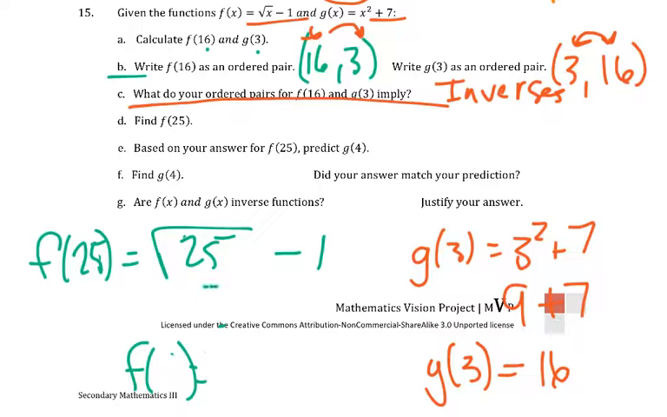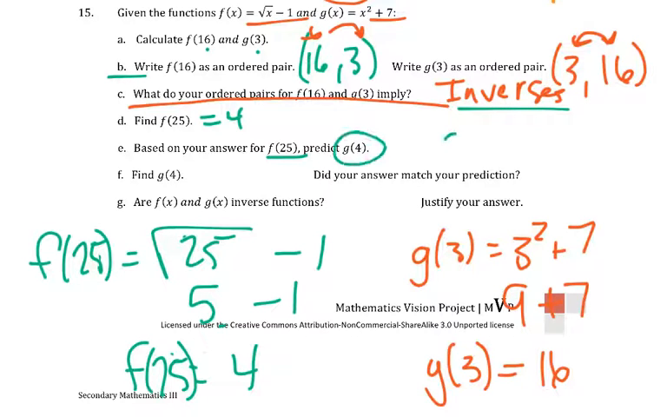So square root of 25 is 5, minus 1 would give us 4. So f of 25 would be 4. Okay. So based on this answer, if these are inverses, g of 4 would probably be 25, wouldn't it? But let's double check.